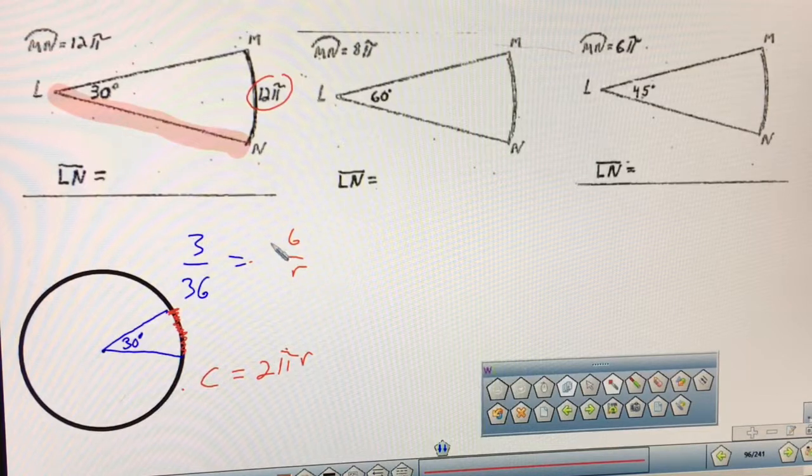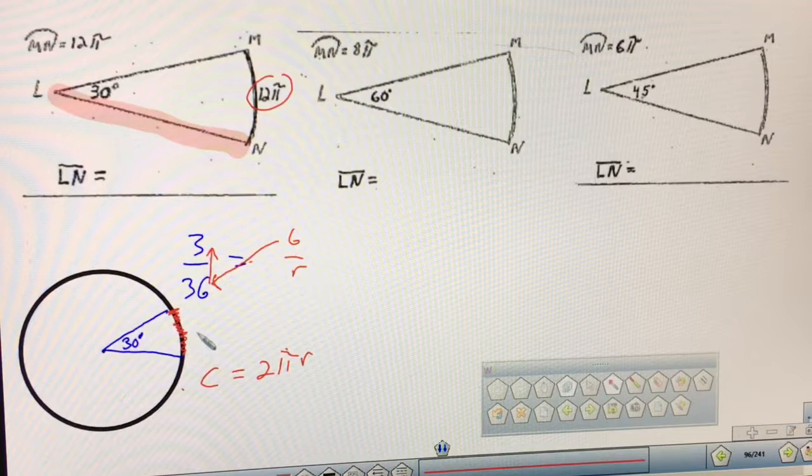So here it goes. On the calculator, I'll do 6 times 36 divided by 3. 6 times 36 divided by 3. Let's use the calculator for that one, and you would get 72 for the radius.